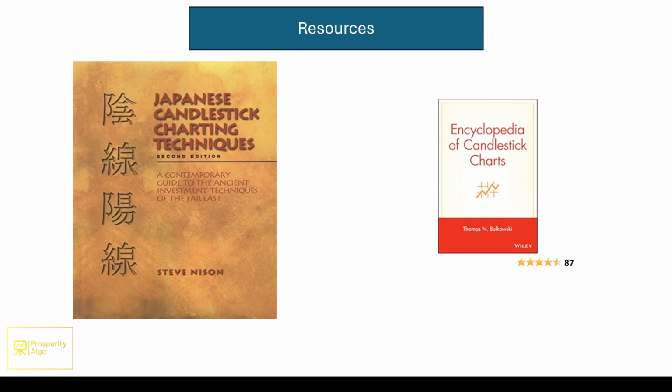I would also encourage you to read the following two books: Japanese Candlestick Charting Techniques by Steve Nison and the Encyclopedia of Candlestick Charts by Thomas Bulkowski. Steve Nison is the gentleman who brought candlestick patterns to the US and to the Western market, so this is really a classic piece of technical analysis literature. Encyclopedia of Candlestick Charts goes through pretty much every single candlestick chart that you could possibly think of, so it's quite helpful as it provides an exhaustive list of ideas to test out. So would highly recommend this for your own trading journey.